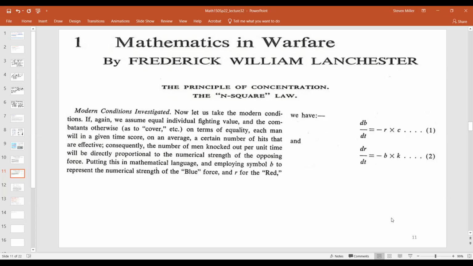And what this is saying is the more red ships you're facing, the more losses you're going to take as blue. And similarly, the more blue ships you face, the more losses you're going to take as red. If I double the number of red ships, the rate at which the blue ships is decreasing is going to double. That's the model. And now the interesting thing is these constants C and K.